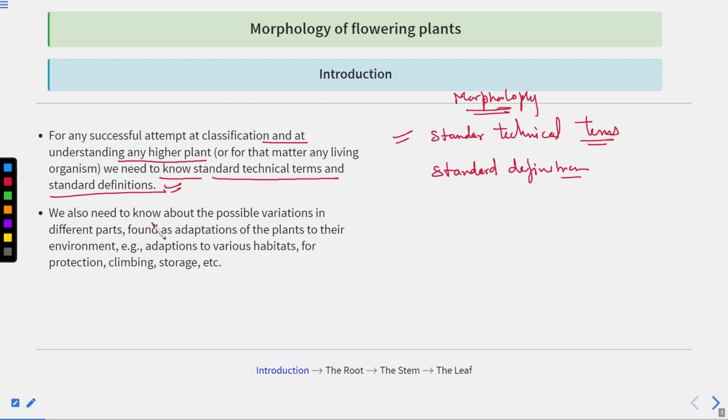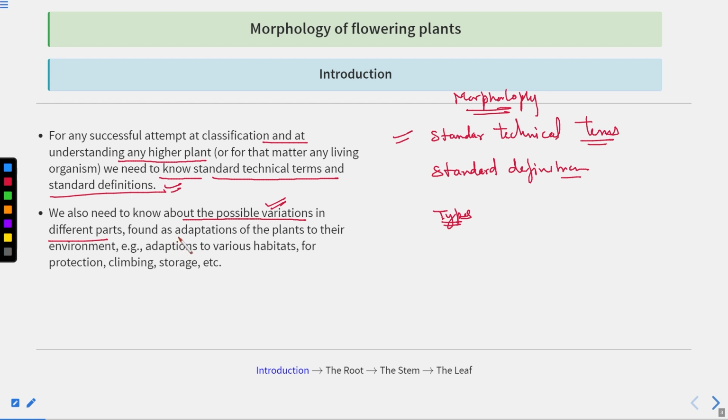We also need to know about the possible variations in the different parts. Variation means types. If you are studying the roots, then there must be different types of roots. If you are studying the stem, then there must be different types of stems, because all the stems are not of the same type. There are so many modifications in the stem, right? So that shows the variation.